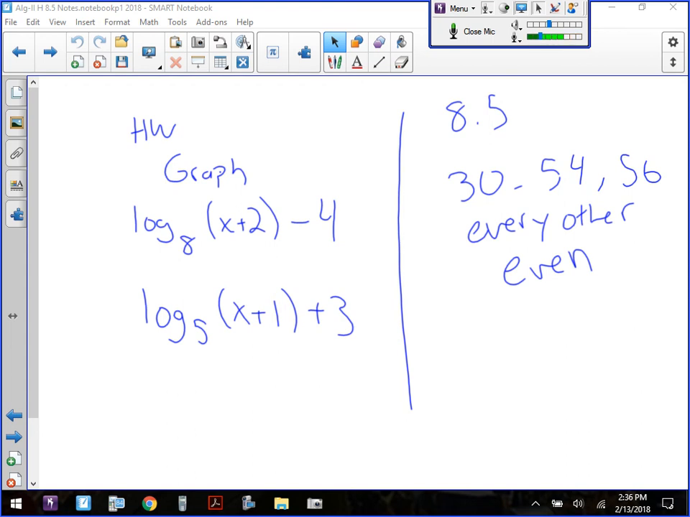Make sure your calculators are charged because a lot of the times tomorrow we will need to use the calculator to solve some stuff out, just so you guys are aware. If you start at 30, you end at 54 with every other even, but I wanted you guys to do 56 because it's a little tricky.